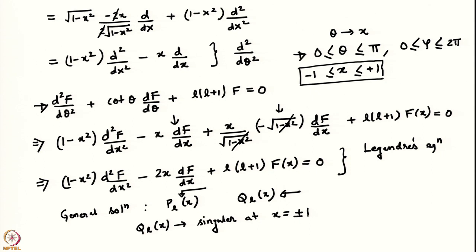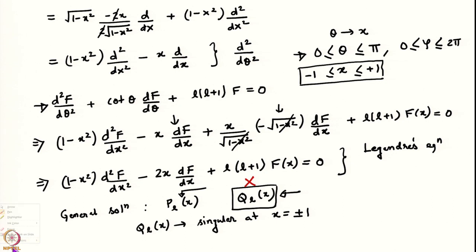Obviously, we do not want functions which diverge at the north pole and the south pole. So, in order to keep things finite, whenever we write the solutions to this equation as a linear combination of C1 times P_L of x plus C2 times Q_L of x, we will set C2 equal to 0, so that in further analysis this function is not going to appear. I hope it is clear why. This function diverges at x equal to plus 1 and minus 1. This function does not; P_L of x has a regular behavior.